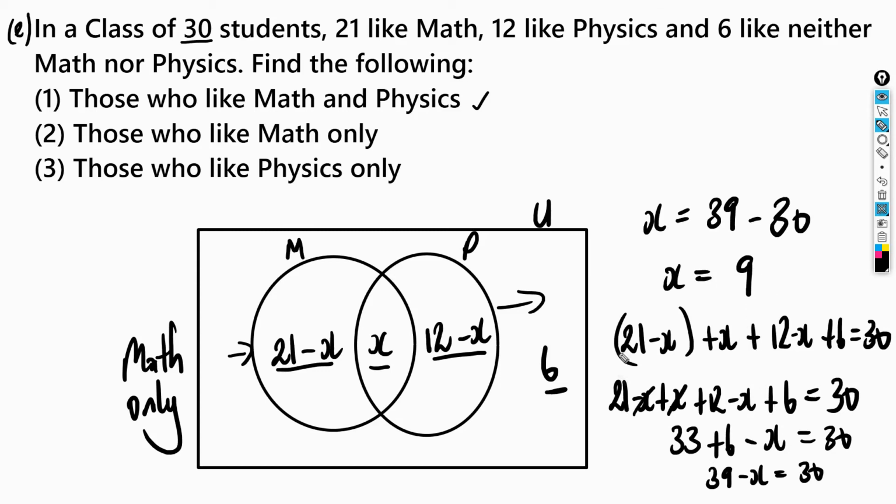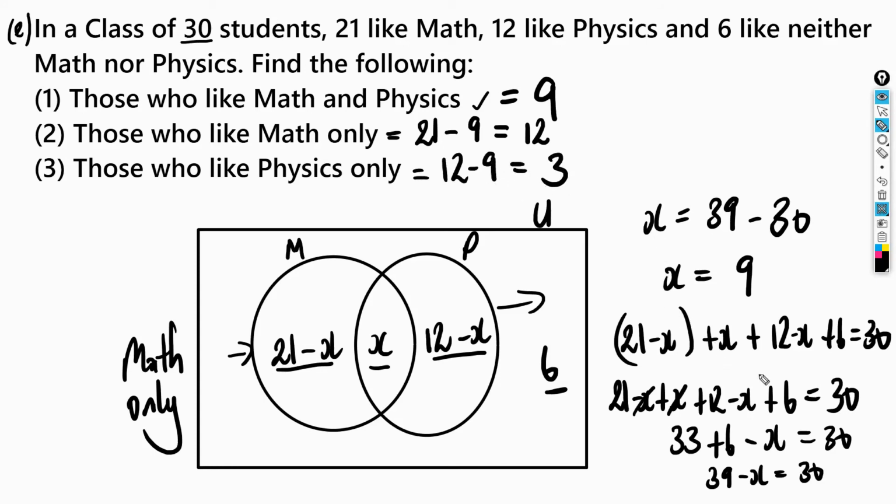Cool? So we found how many students like math and physics. It's 9. And the number who like math only would be equal to 21 minus X, which is 21 minus 9, which would actually be equal to 12. And those who like physics only would be 12 minus 9, which would be equal to 3.